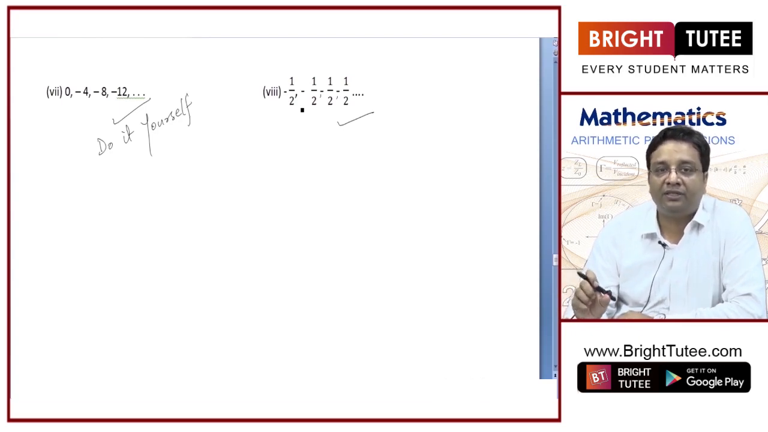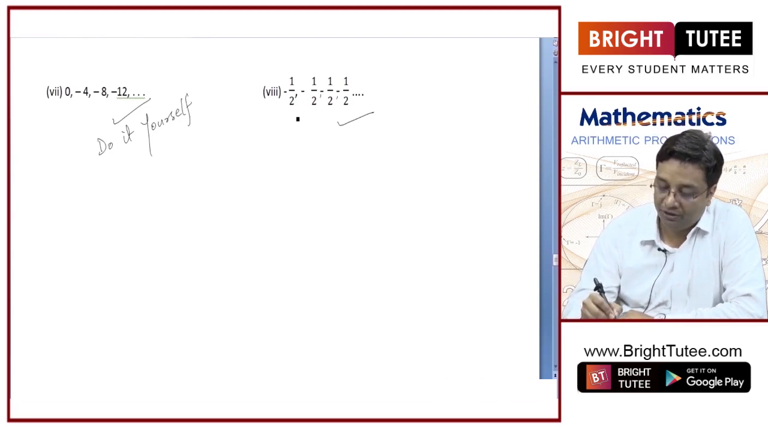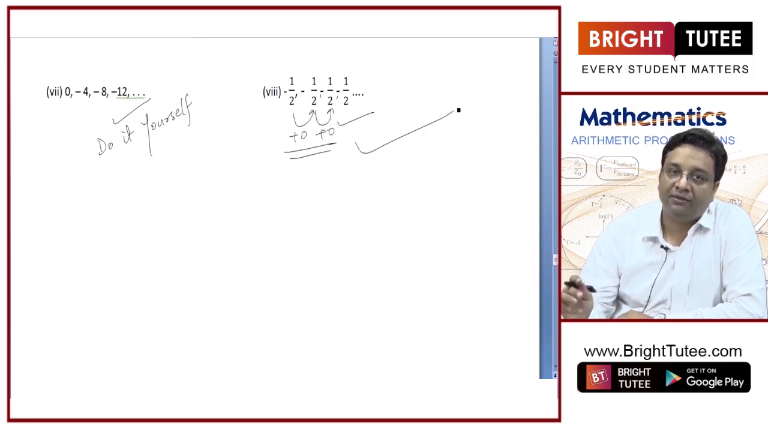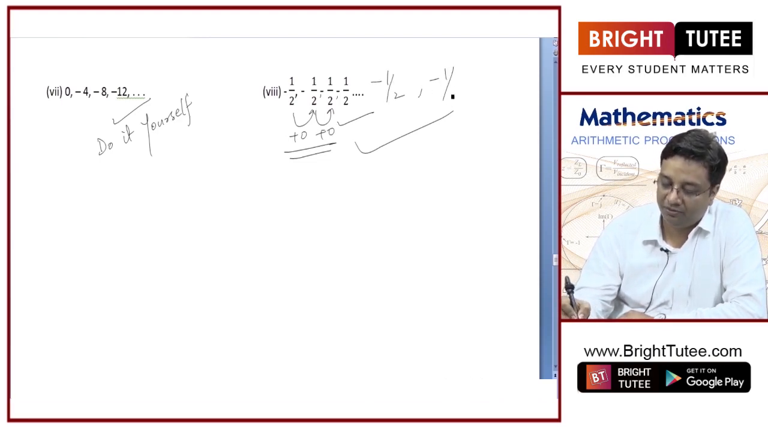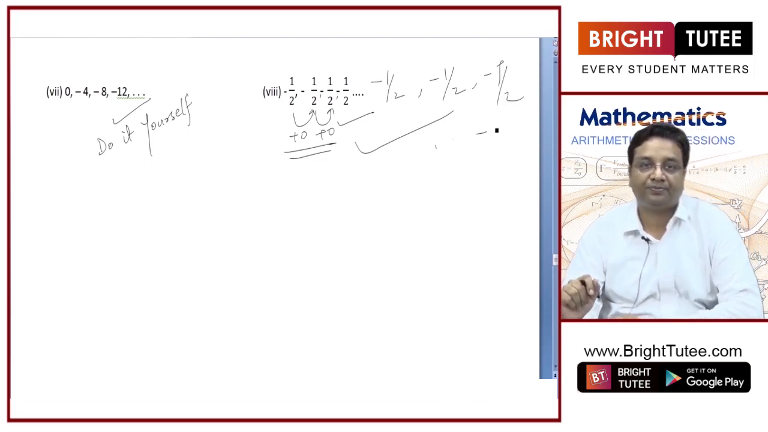So the common difference is the same. What is the common difference here? Minus 1 by 2, minus 1 by 2. So the common difference is 0. Right? So this is an AP, yes, with common difference 0. So the next terms of this AP will be minus 1 by 2, minus 1 by 2, minus 1 by 2. So every term of this AP is going to be minus 1 by 2.